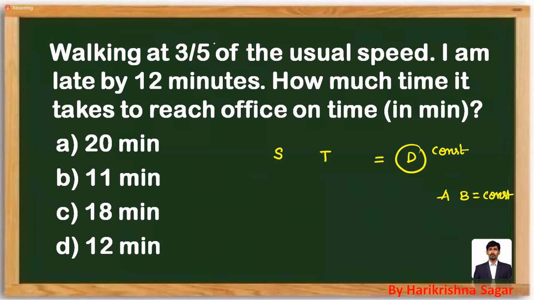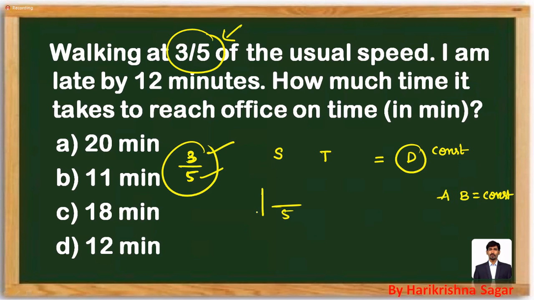So, walking at 3 by 5 of usual speed. What is the meaning of 3 by 5 of usual speed? The base speed is 5, but he is going at 3. So instead of going with 5, we are going with 3, which means on top of 5, there is a decrease of 2. 2 by 5 is the decrease in speed. What should be the increase in time? On top of 5, there is a decrease of 2, so the new base is going to be 3 and 2 will be as it is. 2 by 3 is the increase in time.